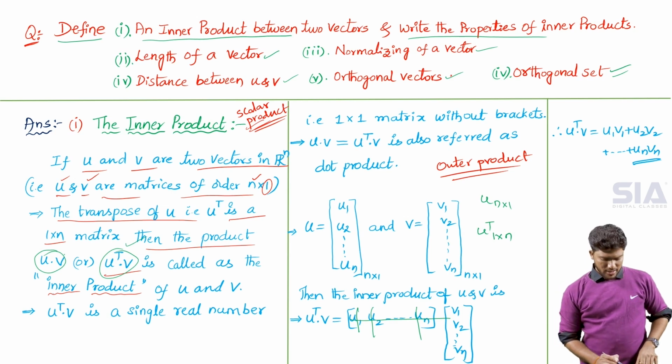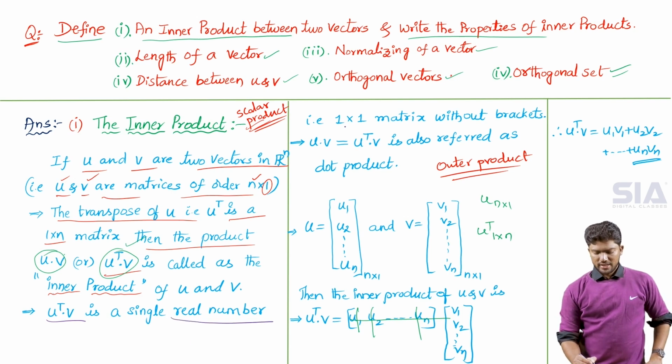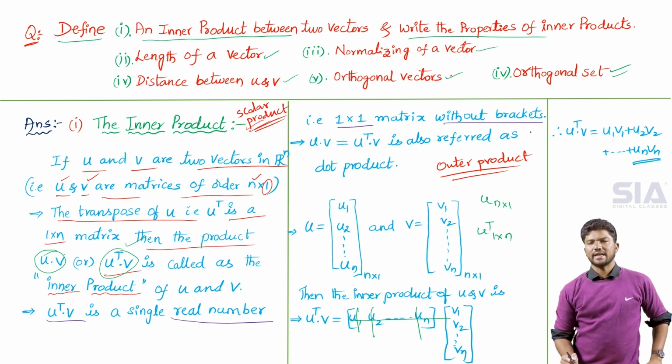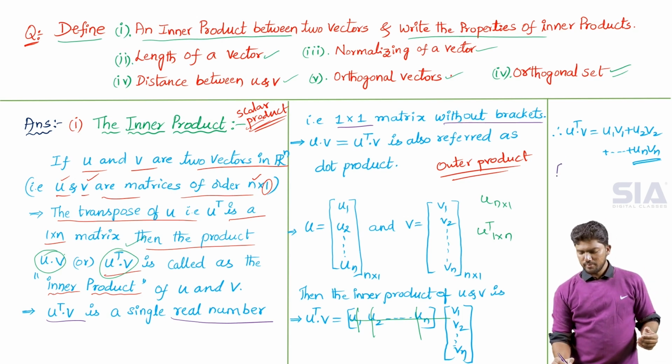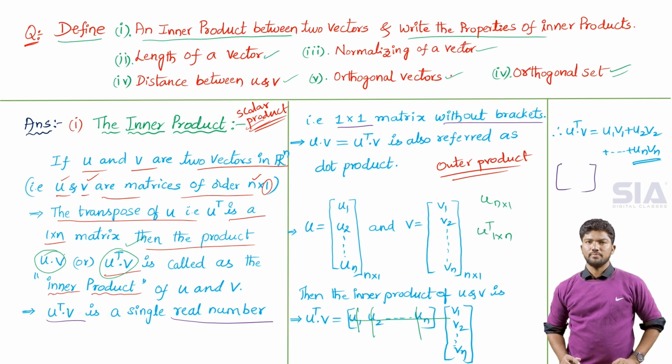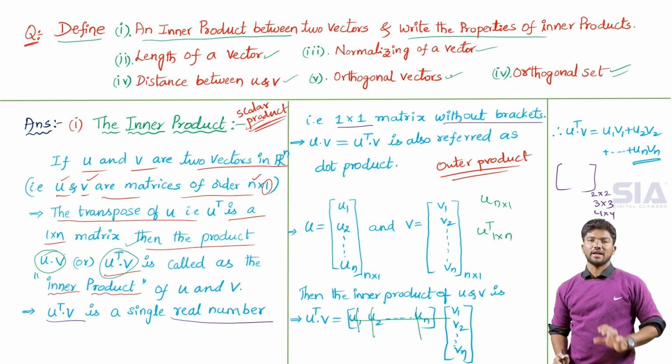The next point is that u transpose v is a single real number, that is, a 1 by 1 matrix without brackets. Whenever you write a matrix, it is often mentioned in bracket symbols. So 2 by 2, 3 by 3, 4 by 4, whatever it may be, we can mention in the bracket format.